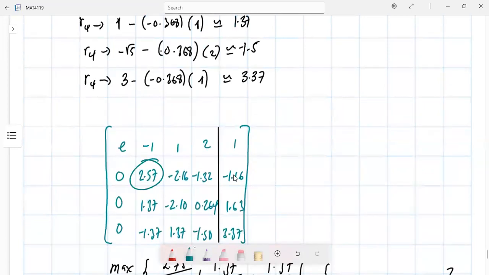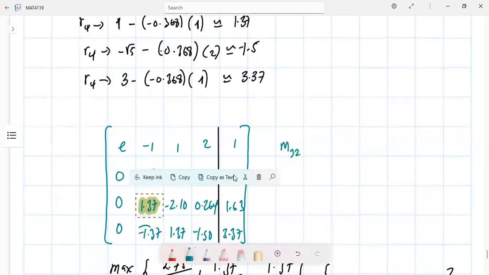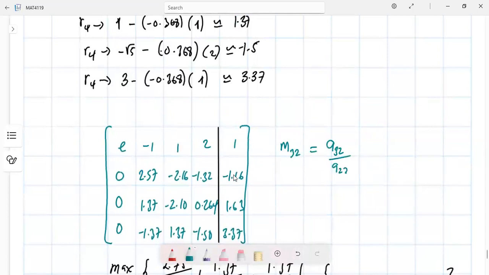Remember, this now becomes our new pivot, in that 3 by 3 matrix. So to reduce this and this to 0, I have to find those factors. So I have to find the factors M32, right? Because I have to reduce these two numbers here to 0. M32 equal to the element A32 itself divided by the pivot element, which is A22 in this case. This is our pivot element.